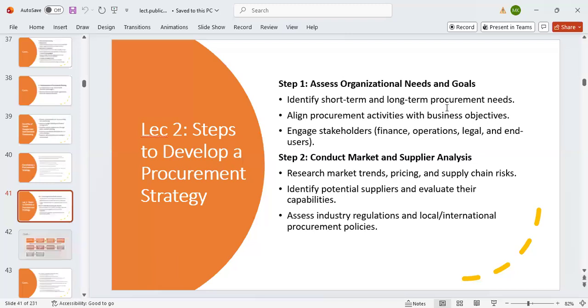This is where you research the market trends, knowing the price, the supply chain risks that are there, and evaluate their capabilities. I hope you can hear me.